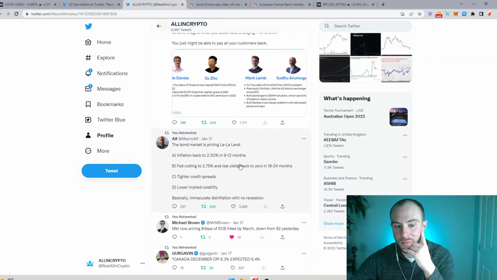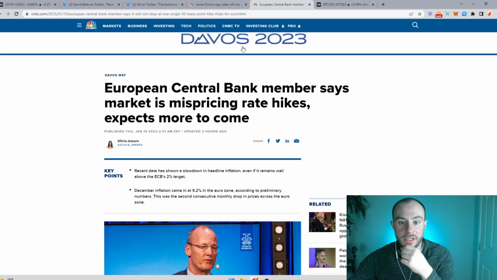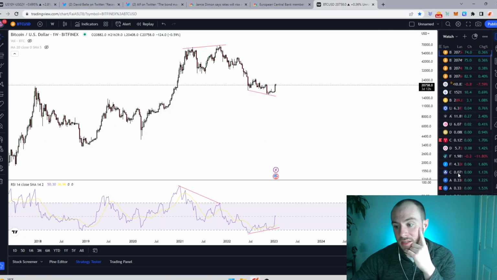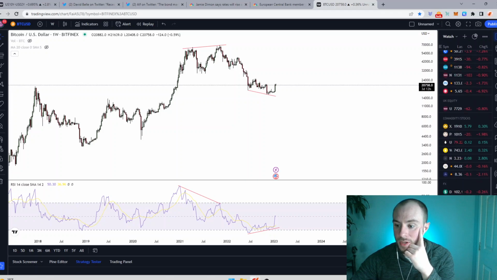This is from MacRalph, something that we looked at yesterday. The bond is pricing in La La Land, inflation back at 2.5% in 9 to 12 months, Fed's cutting rates to 2.75. Potentially markets, just like maybe this European central banker is saying, are very much misrepresenting things. But at the same time, what the market's showing us actually is that it's now pricing in a lot less than it once was, and markets being forward looking can look at this.